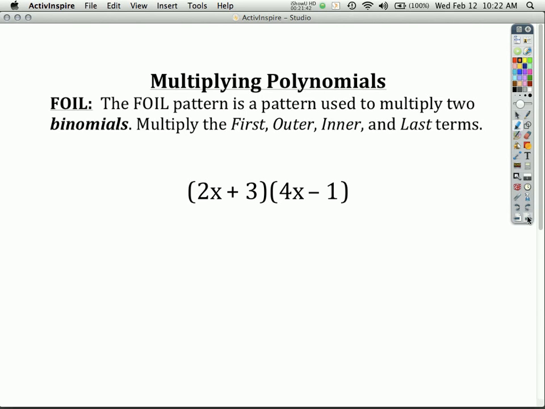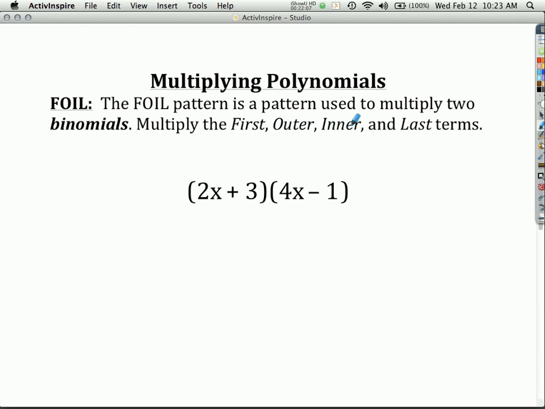Okay? What it is really is a memory device. It's a way of remembering what you're supposed to do. And it's also an organizational device. It helps us stay organized in a particular way. You have to just understand what the letters mean. The F stands for first. The O stands for outer, the I stands for inner, and the L stands for last.